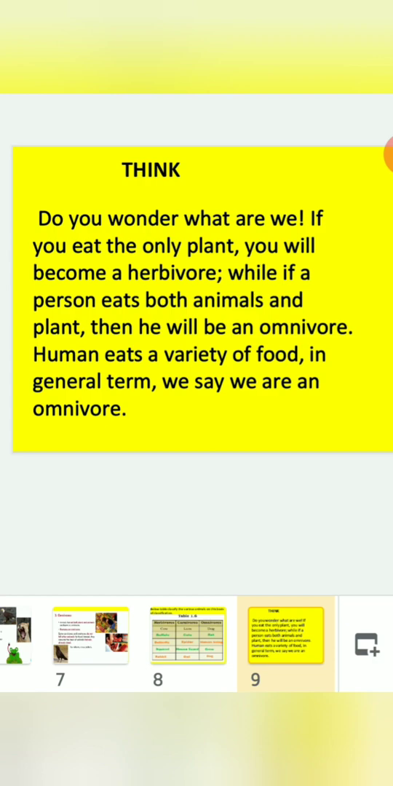Now you have to think over this. Do you wonder what we are? If you eat only plants, you will become a herbivore. While if a person eats both animals and plants, then he will be an omnivore. Humans eat a variety of food. In general terms, we say we are omnivores.